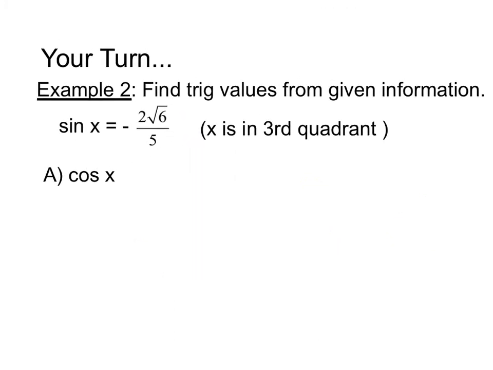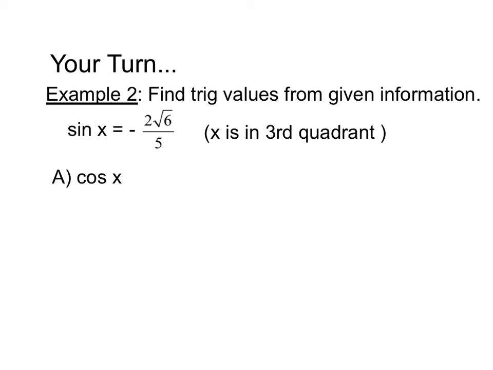All right, so if you look at sine, it is negative 2 square root of 6 over 5. X is in the third quadrant, so remember third quadrant, everything is negative down here. So my answer is going to be negative.